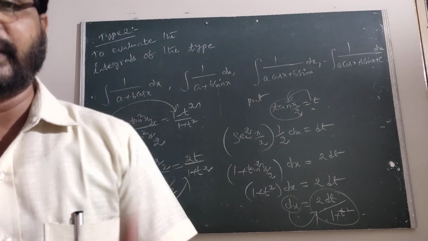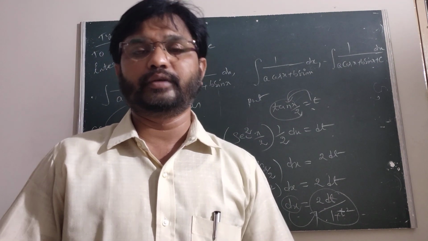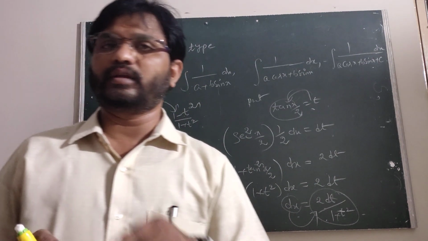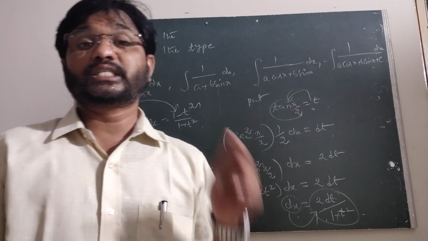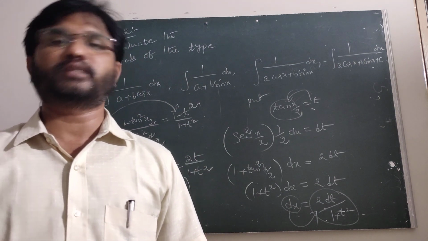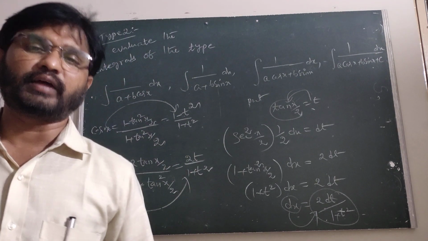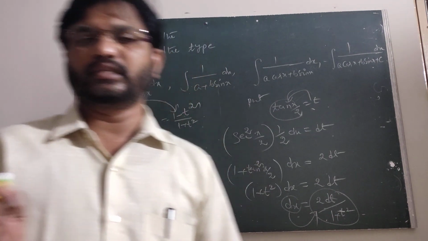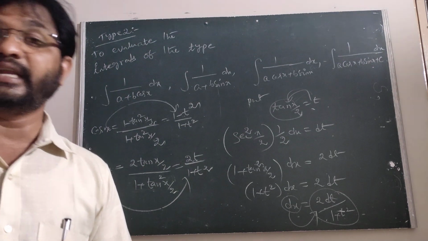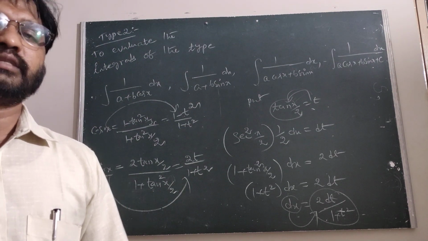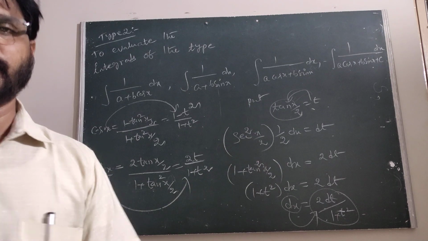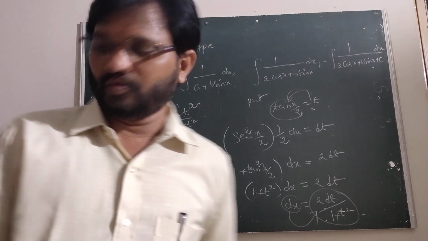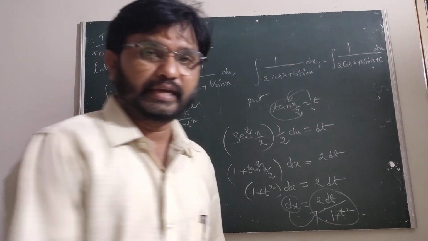Cos x is 1 minus tan square(x/2) by 1 plus tan square(x/2), and sin x is 2 tan(x/2) by 1 plus tan square(x/2). You don't have to write this every time. We can directly use cos x is 1 minus t square by 1 plus t square, sin x is 2t by 1 plus t square, and dx is 2 dt by 1 plus t square. Okay, this is type 2 in the trigonometric functions. Now we are going to discuss one example.